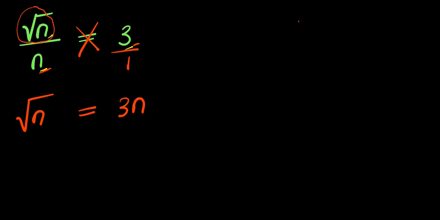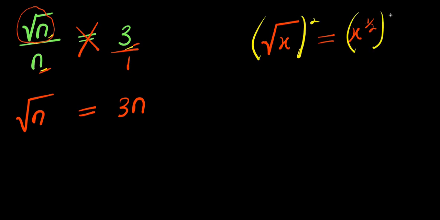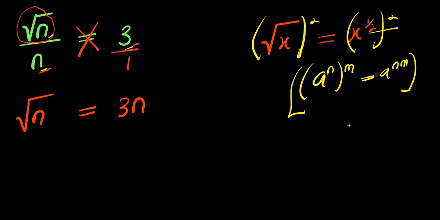Now, if you have square root of x, this is just like writing x power 1 over 2. So, when you take the square, it simply means x power 1 over 2 raised to the power of 2. If you consider the identity a power n raised to the power of m equals a power n times m, you multiply the exponents, you have x power 2 over 2, and 2 over 2 is 1, so you have x.